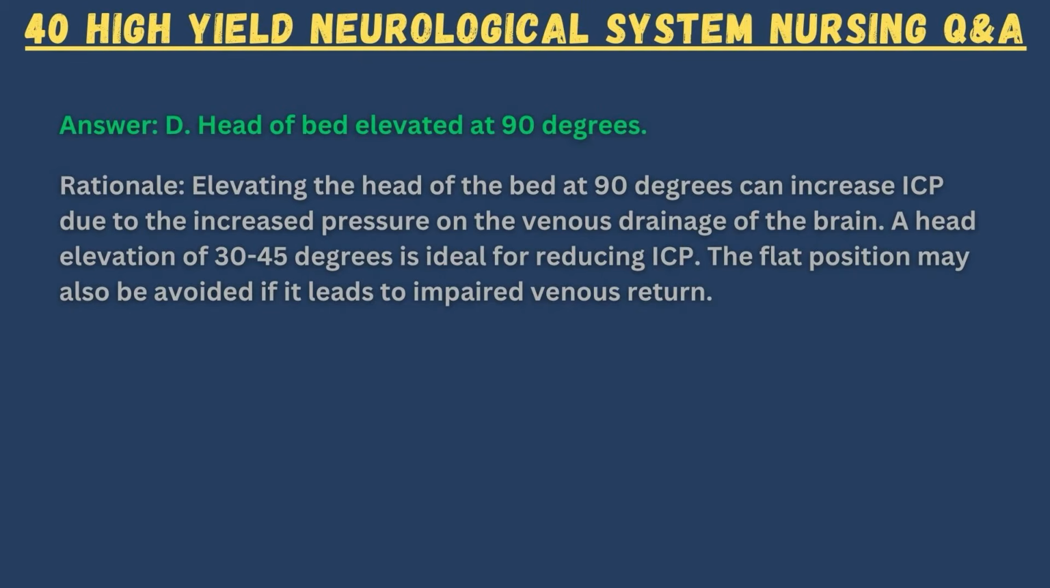Answer: D. Head of bed elevated at 90 degrees. Rationale: elevating the head of the bed at 90 degrees can increase ICP due to the increased pressure on the venous drainage of the brain. A head elevation of 30 to 45 degrees is ideal for reducing ICP. The flat position may also be avoided if it leads to impaired venous return.